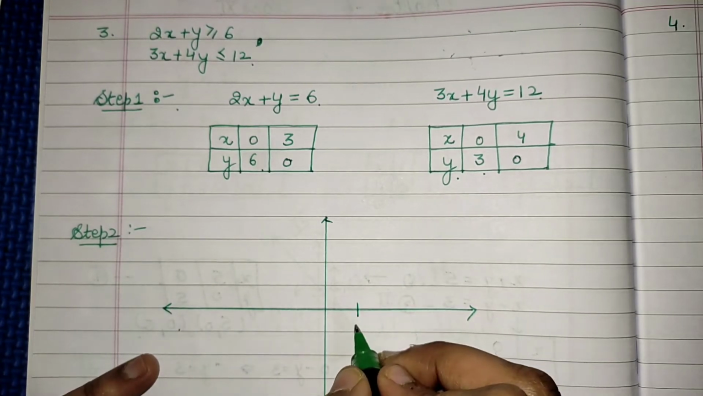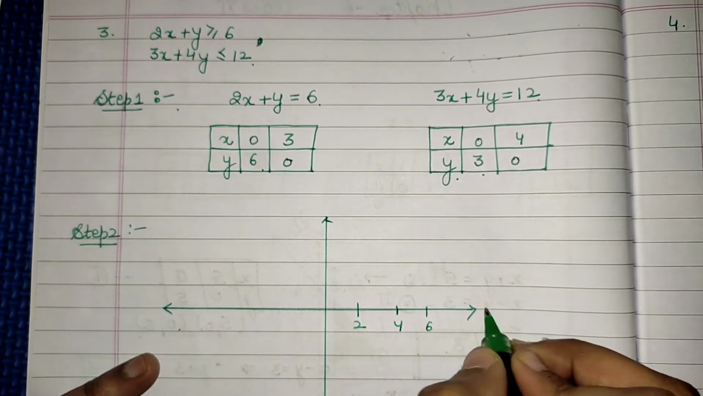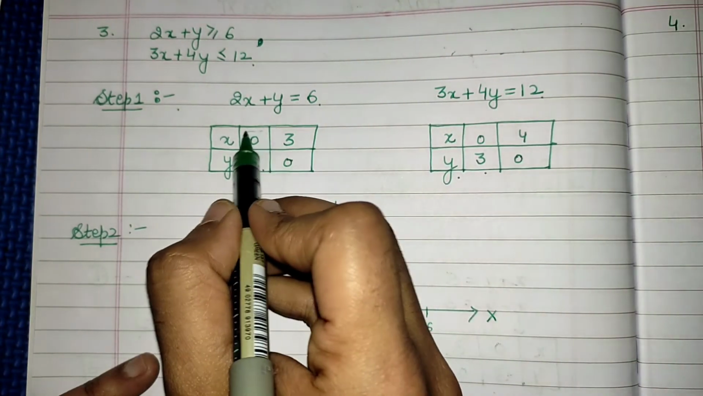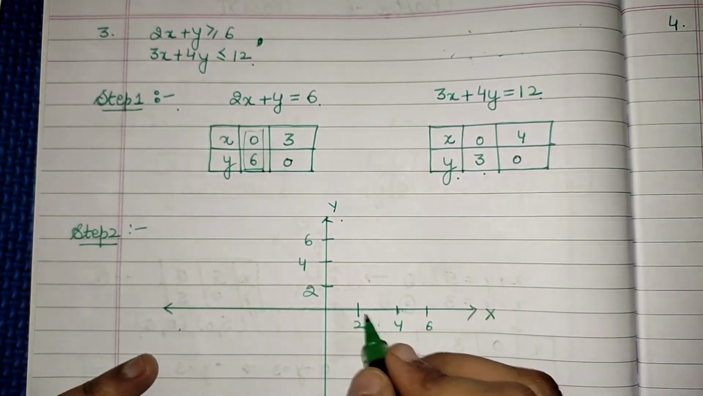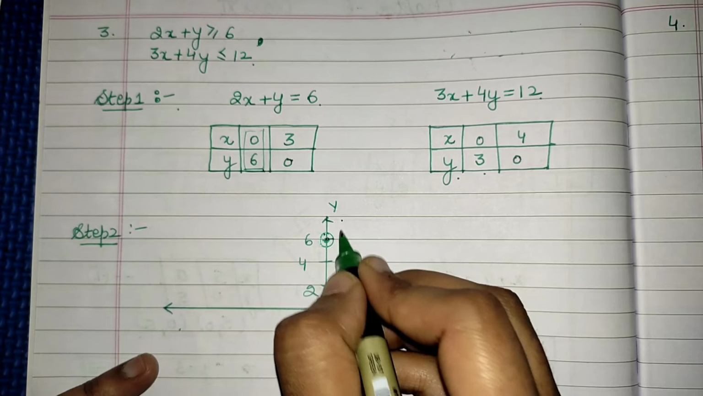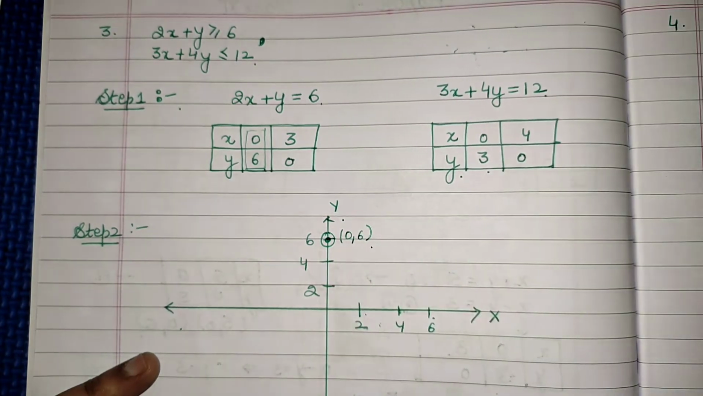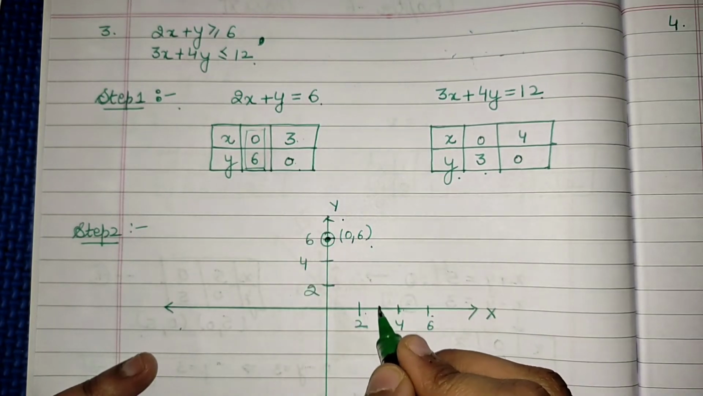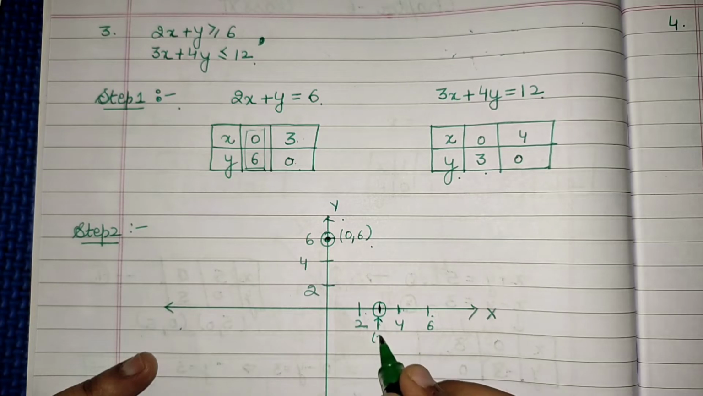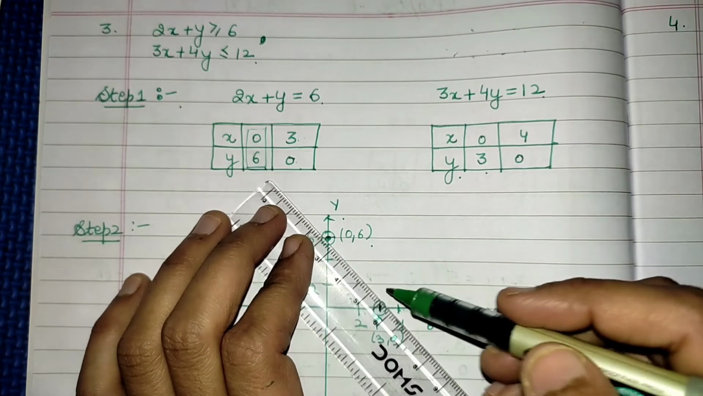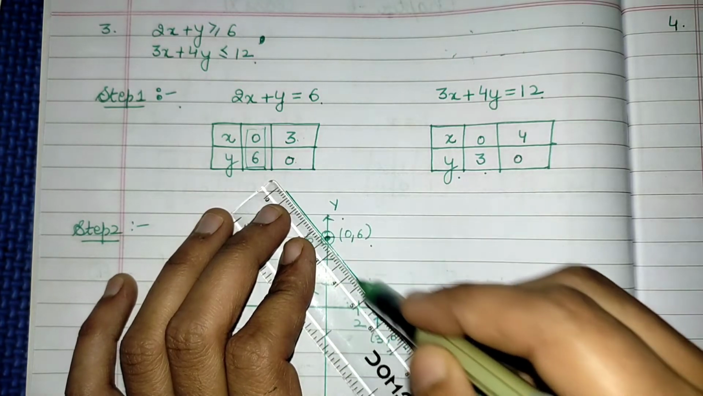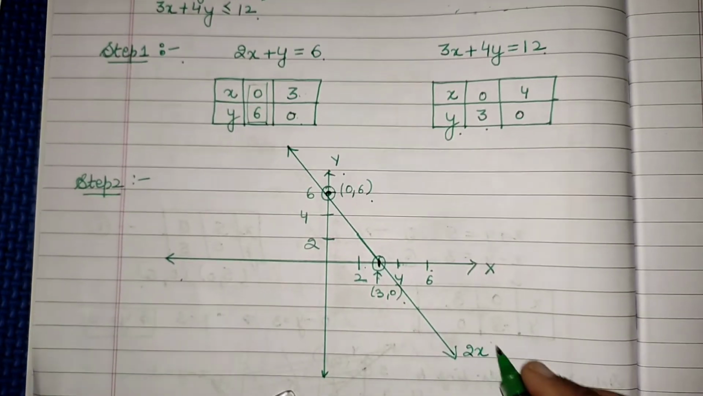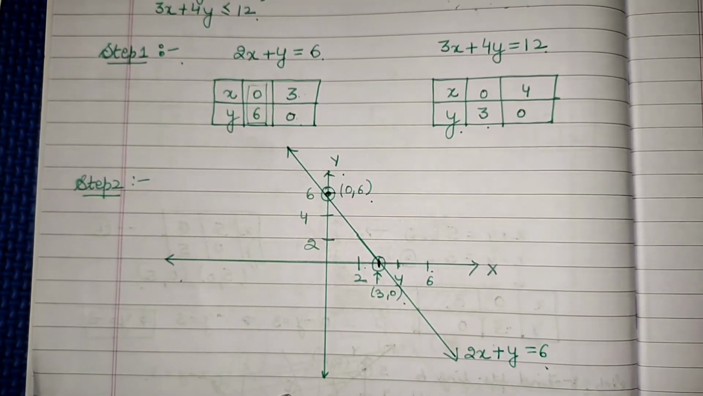So my points will be what? Let us say 2, 4 and 6 on the x-axis, and 2, 4 and 6 on the y-axis. My first point is 0, 6. 0, 6 means this point will be here, and the second point is 3, 0. Which means my x coordinate will be 3 and my y coordinate will be 0. If I join these 2 points, then I will get my first line, which is 2x plus y is equal to 6.